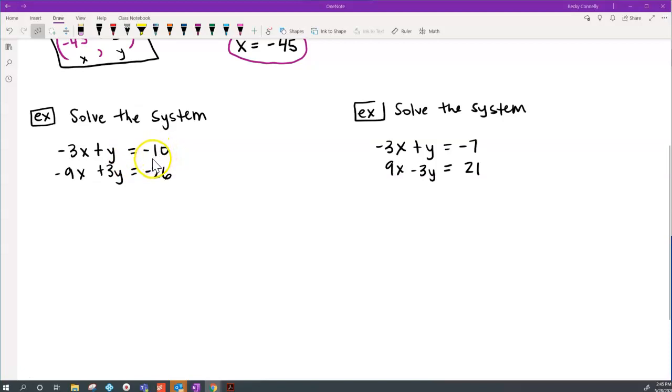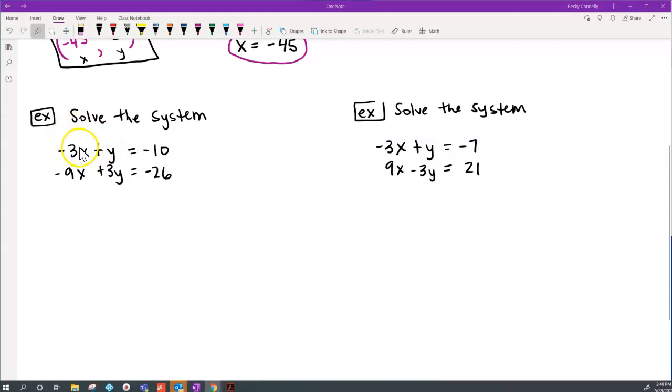Okay, let's take a look at this first one. There's something kind of weird that happens here, but I'm going to solve this one using the elimination method. When you use the elimination method, you want to make sure your x's are lined up in a column, your y's are lined up in a column, and on the other side of the equal sign is your column of just whole numbers, your integers.